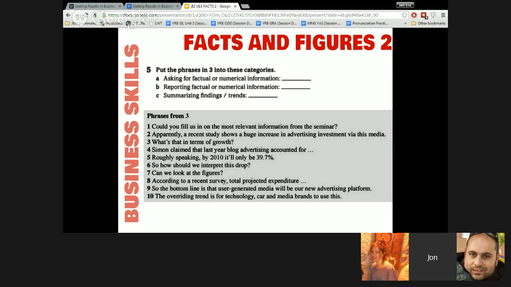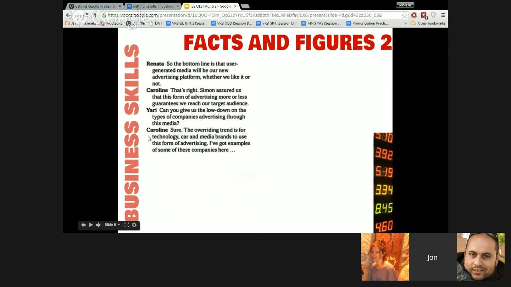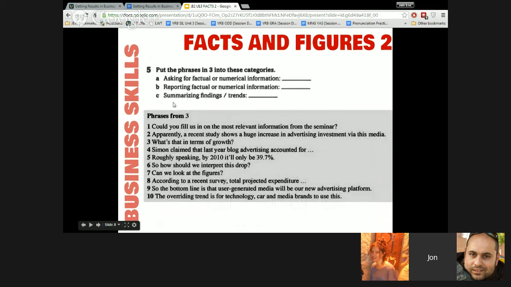That was a summary because that was the person. I don't remember who said it, but that was the person saying, "Oh, this is what it means." In fact, let's just take a quick look. Hang on a second. Look, Carolyn's last line. Oh, can you give us the lowdown on which companies use this? The overriding trend is for technology, car, media brands to use podcasting. So she is summarizing the main point, basically. It's not as clear as the other ones, but anyway, I would categorize it under C. She's giving you the bottom line, the main points. These companies use it, so we all have to use it. It's the next thing.